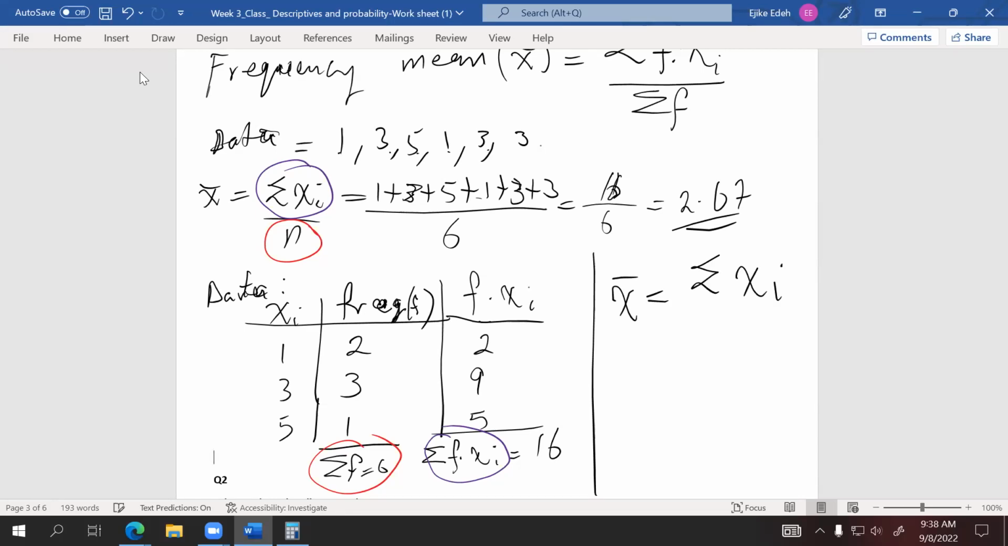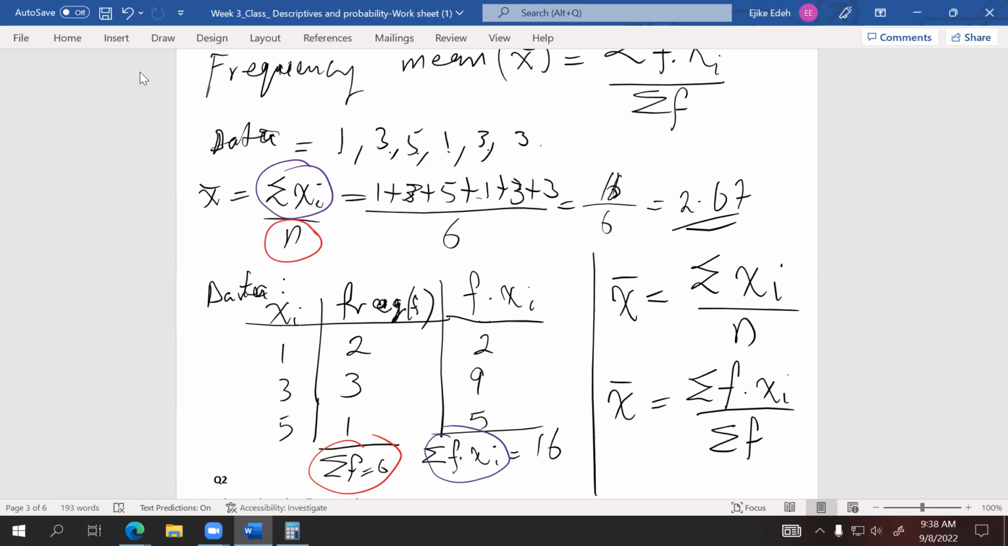So we have the sum of all your data divided by the sample size, right? Or we could use the sum of the frequency times the data point divided by the sum of the frequency. If you have a question that gives you a frequency distribution, then this second formula is easier to use than the first one.